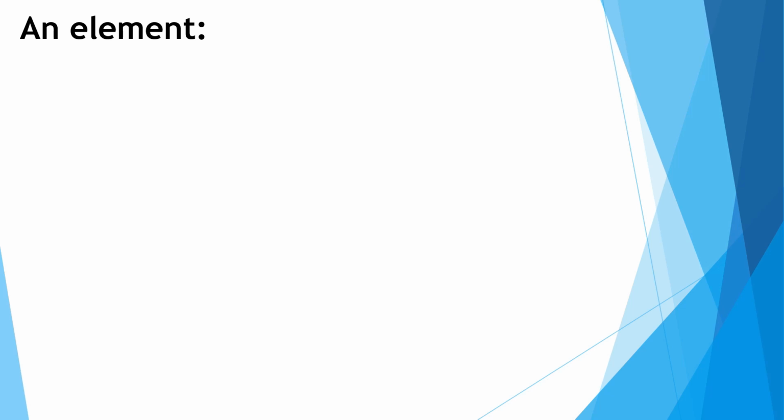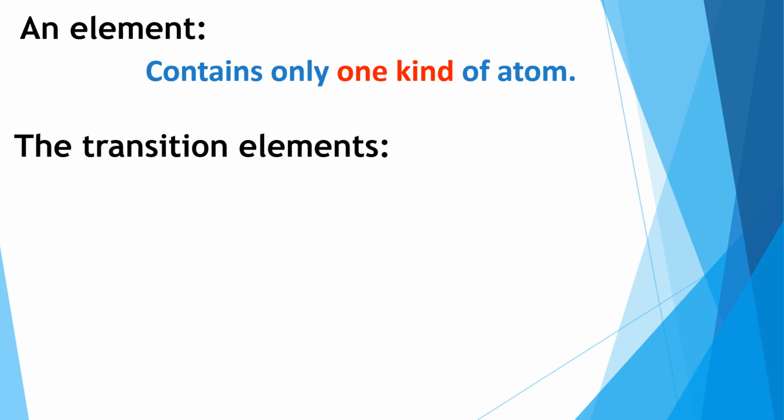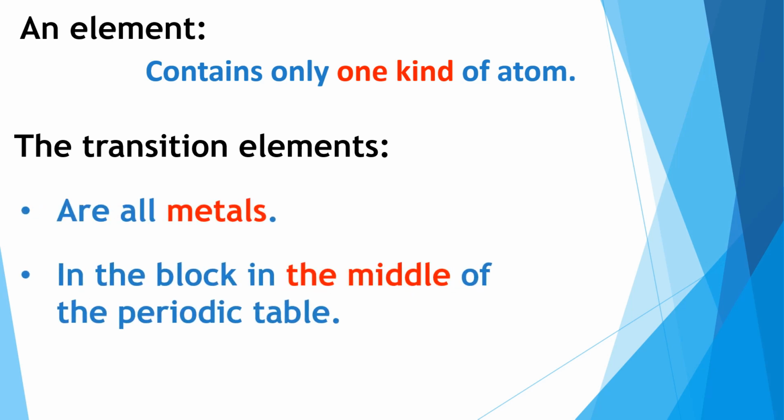What is the definition of an element? It contains only one kind of atom. What is the meaning of the transition elements? They are all metals, and they are present in the block in the middle of the periodic table.